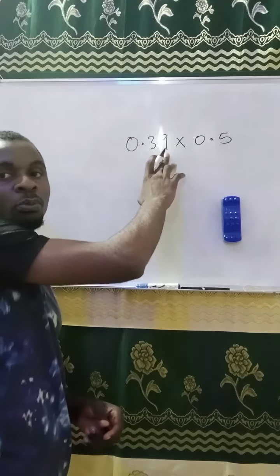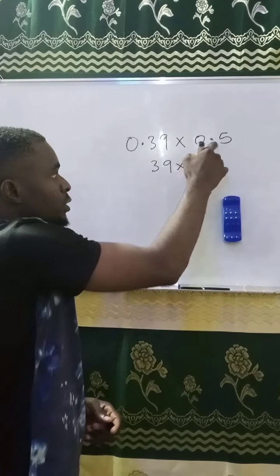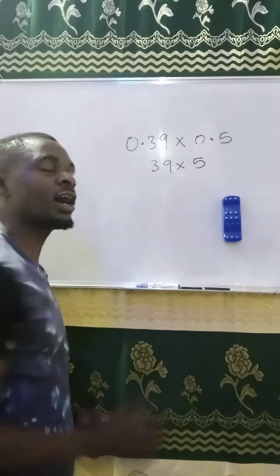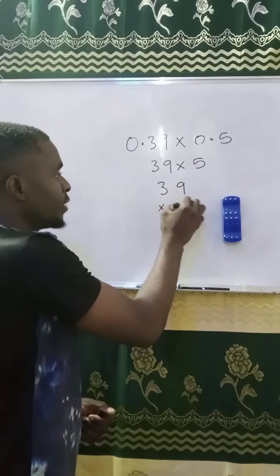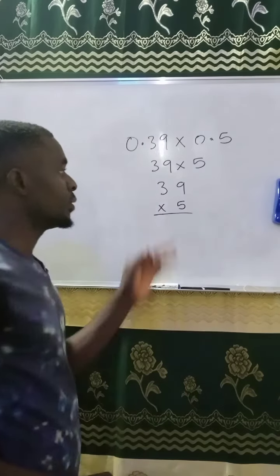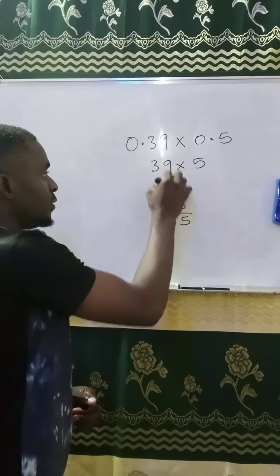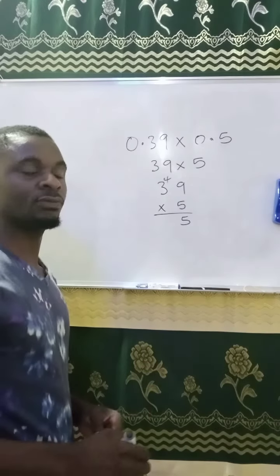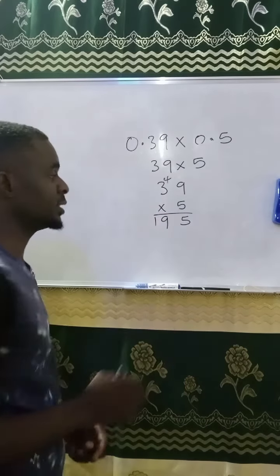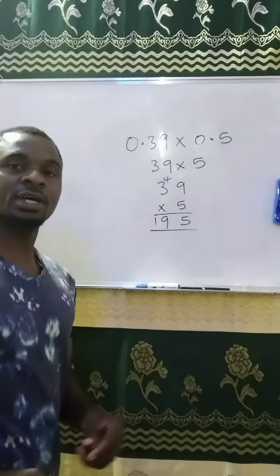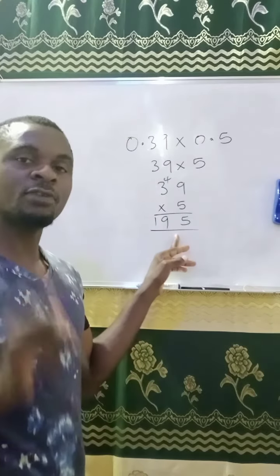So if you ignore the decimal point here, we have 39 times what? Ignore the decimal point here, you have 5. So it's going to be 39 times 5. Now let's multiply. 5 times 9 is 45. Write 5, carry 4. 5 times 3 is 15. 15 plus 4 is 19. Now we have 195. Now 195 is not our final answer.